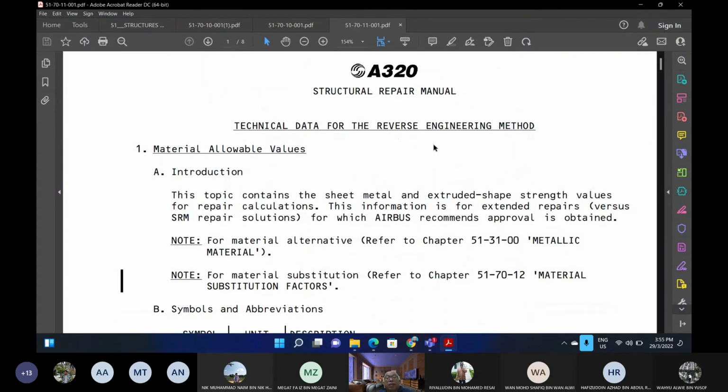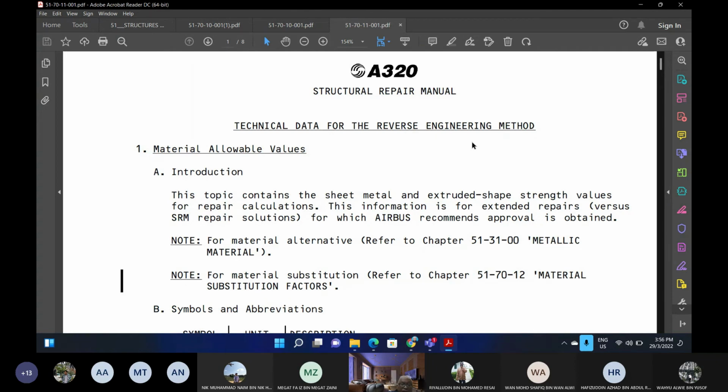Okay, so this is technical data for the reverse engineering method. Remember, our repair method is the reverse engineering method. Why reverse? Because we do not have the load on the structure. We calculate the load by assuming the damaged area will be the load that you need to use in the detailed design of the repair.